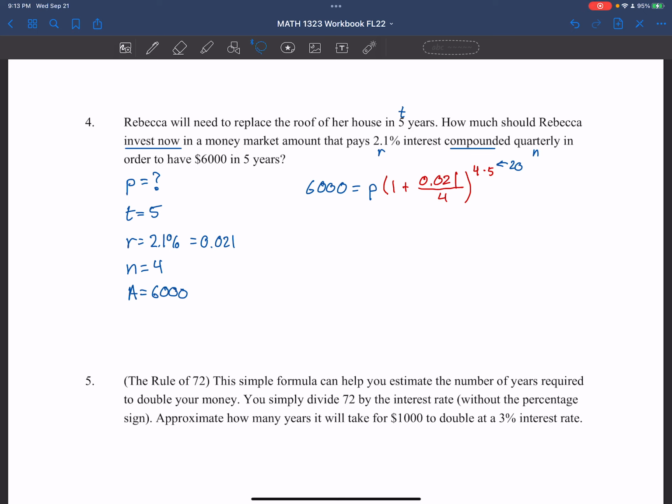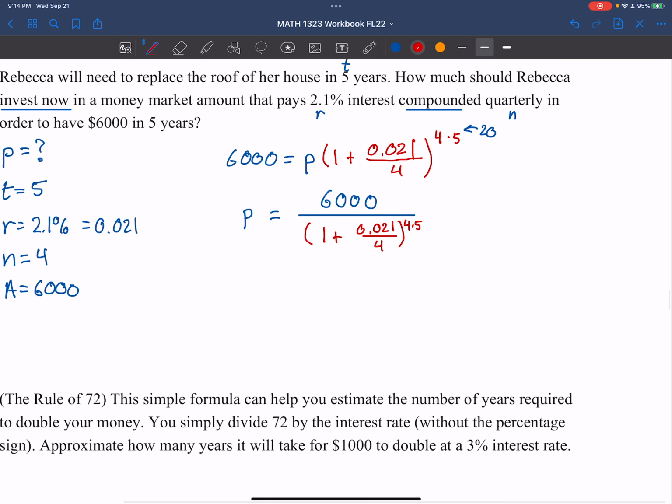So that would leave us with P is equal to 6,000, and then we would have this big quantity, 1 plus 0.021 divided by 4, all to the 4 times 5, or 20. If you wanted to write that, that's fine. And then that's, again, a little bit harder to compute. But this right here, this right-hand side is P equal to A divided by 1 plus R over N to the NT.